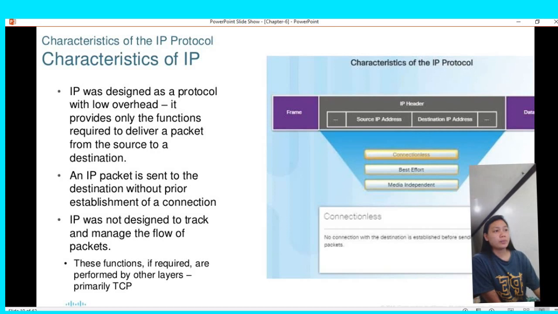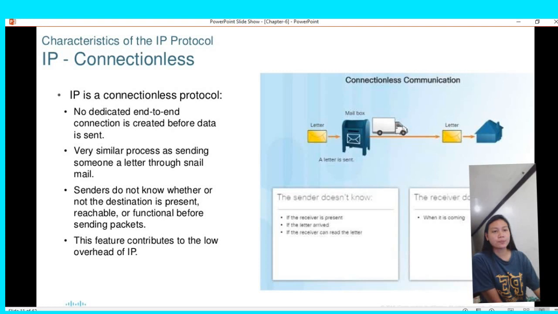Characteristic of IP. IP was designed as a protocol with low overhead. It provides only the functions required to deliver a packet from the source to a destination. An IP packet is sent to the destination without prior establishment of a connection. IP was not designed to track and manage the flow of packets. These functions, if required, are performed by other layers, primarily TCP.